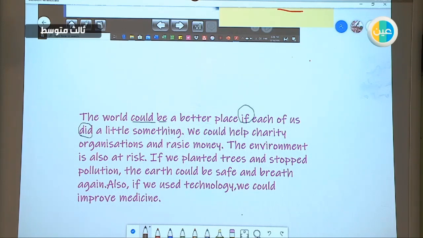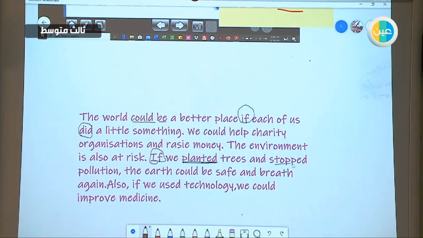We could help charity organizations and raise money. The environment is also at risk. If we planted trees and stopped pollution, the earth could be safe and breathe again. Now we have "if" here. We have the verb "planted" in the past tense. We added "ed" at the end of the verb because it's a regular verb.